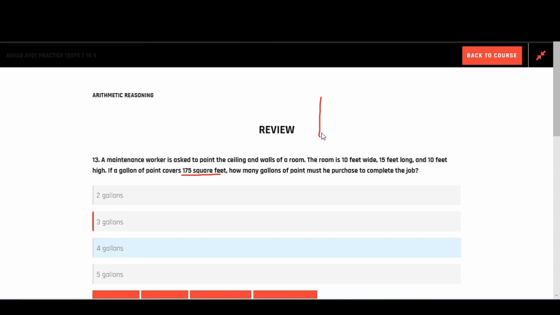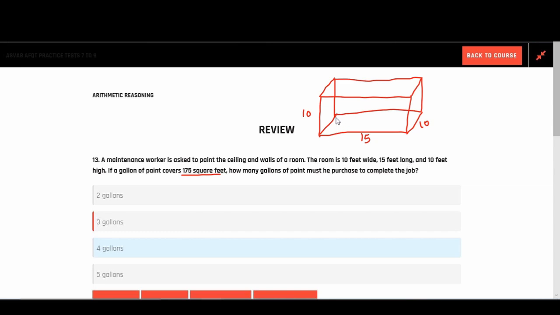So, again, a large part of math is being able to see things visually. And the higher you go, the better you have to be at visualization. Okay? So this is our room that the maintenance worker has to paint. We're told that it's 15 feet long, which is right there. It's 10 feet tall, which is right there. And it is 10 feet wide, which is right there. Okay, so it's a rectangular room.